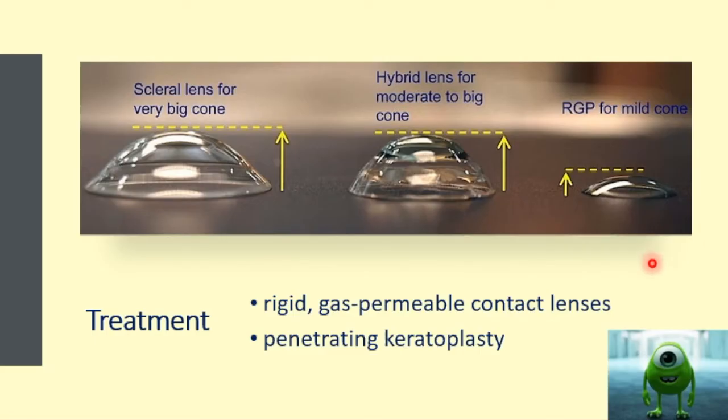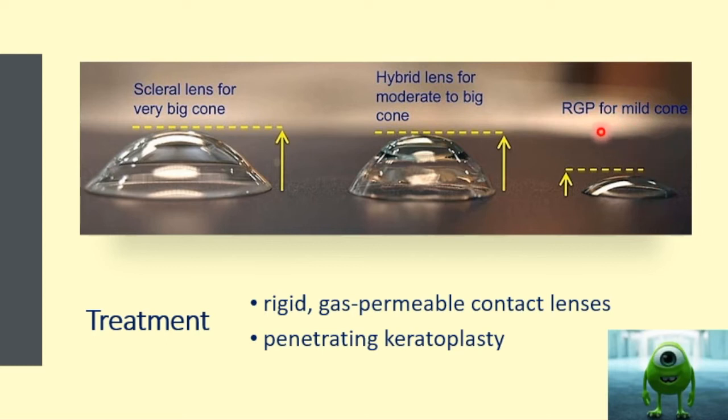Okay, so what is the treatment for this patient with keratoconus? Remember, we have enlargement or excessive conization of your cornea. What are we going to do? So what we're going to do is that we use the rigid gas-permeable contact lenses. Okay, so this one is the scleral lens for very big cone. Then you have your hybrid lens for the moderate to big cone. Then you have the RGP for mild cone.